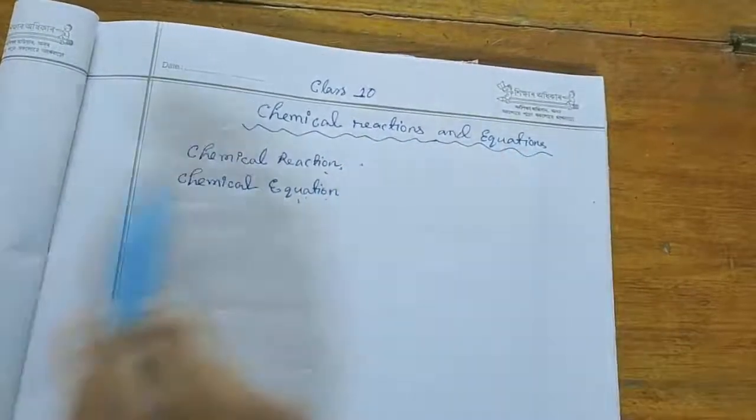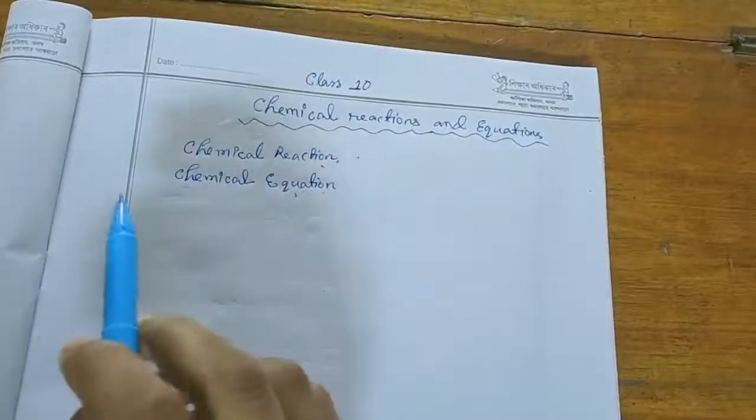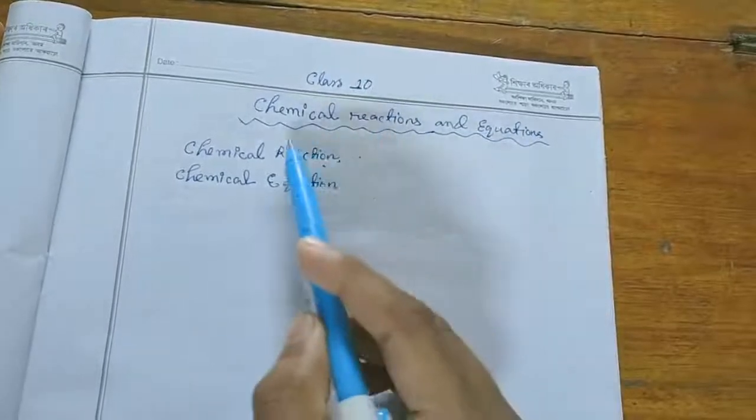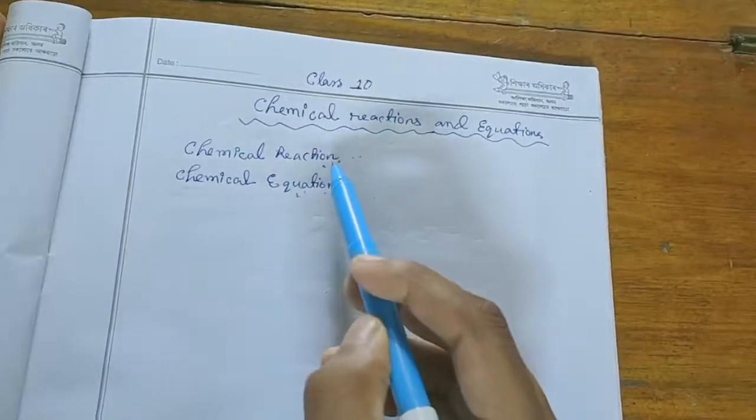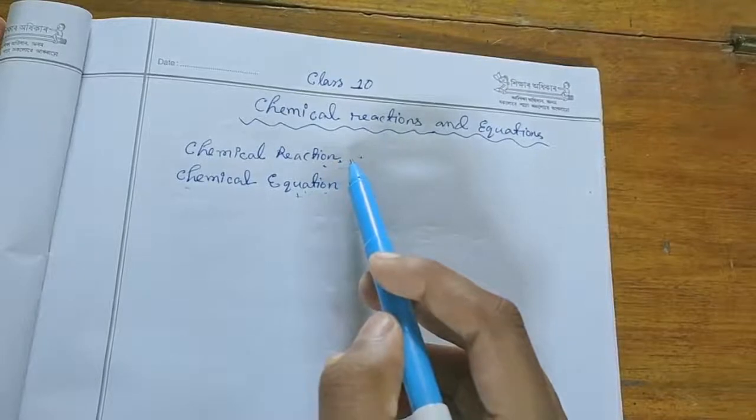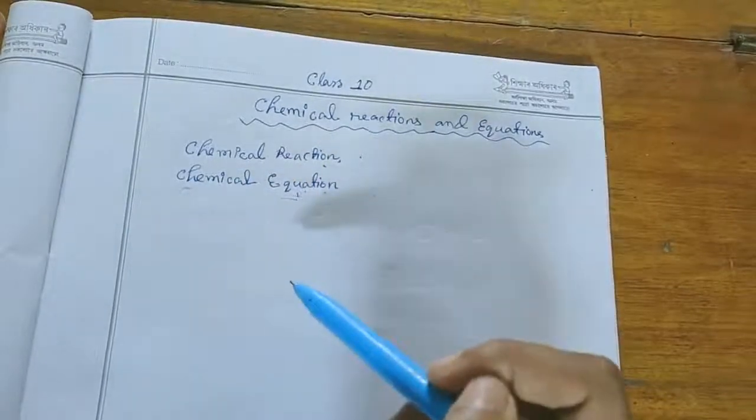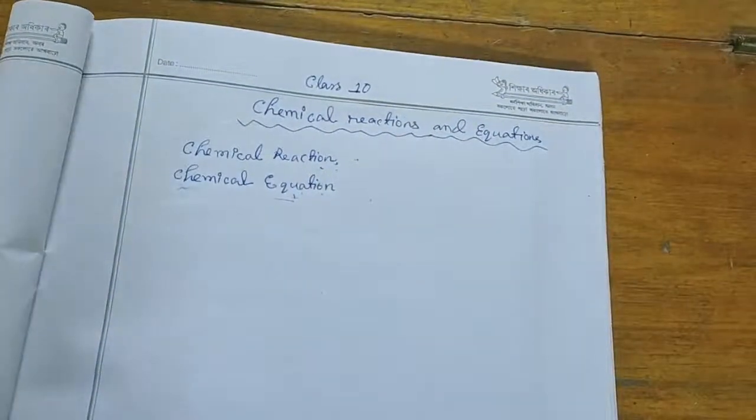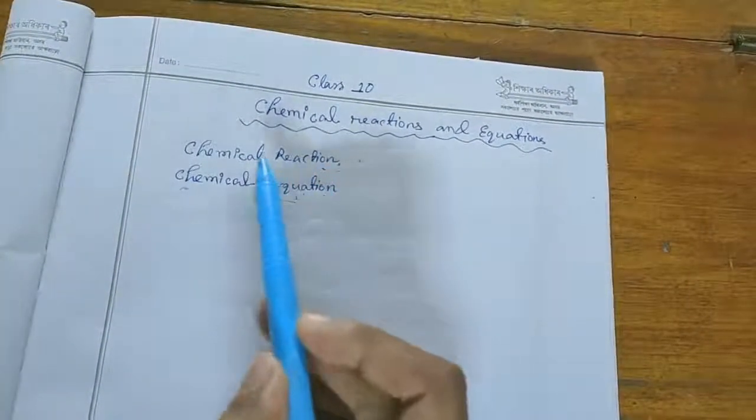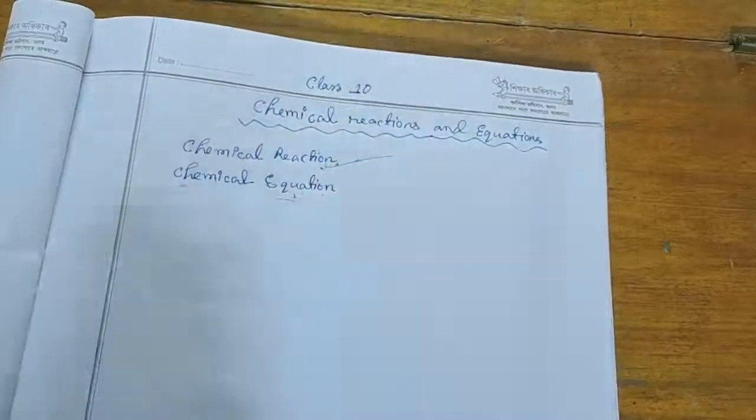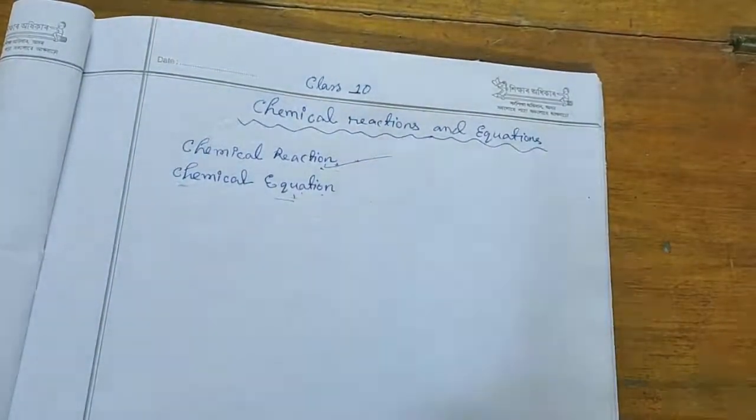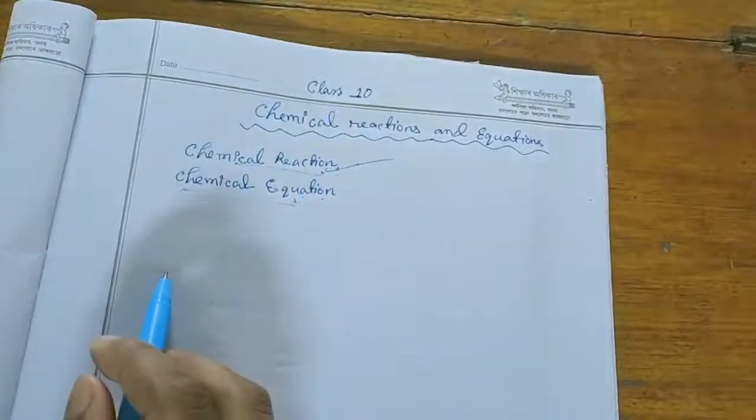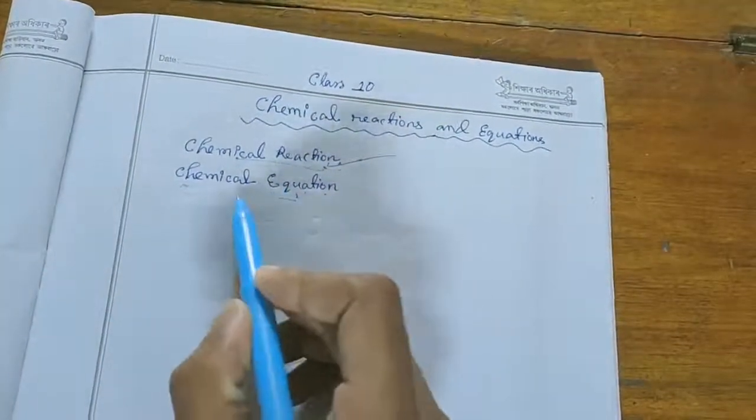Then chemical equation. We can say a chemical equation is when we express the chemical reaction symbolically. I will repeat again. Whenever a chemical change occurs, a chemical reaction happens, and when we express that chemical reaction symbolically, that becomes a chemical equation.